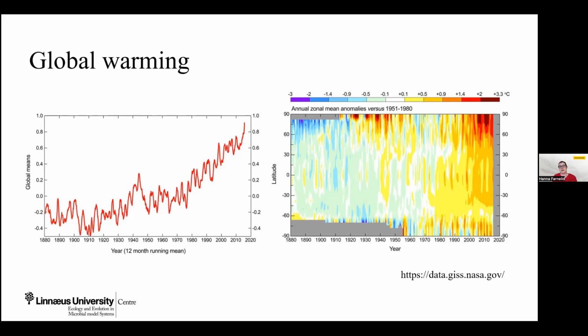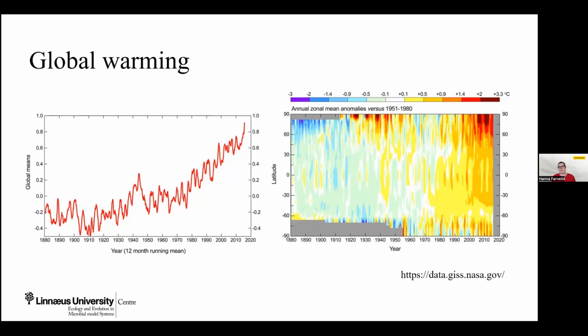And on the graph to the right, you can see this red color in the top right corner, and that is the environment in the Arctic. That is the environment that is changing most rapidly on the planet Earth, where temperatures are increasing dramatically.